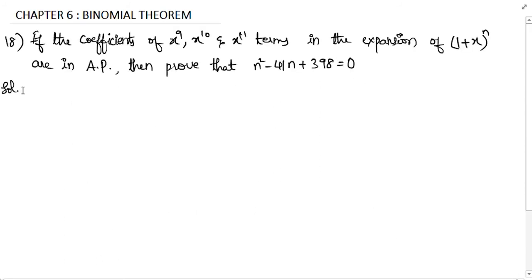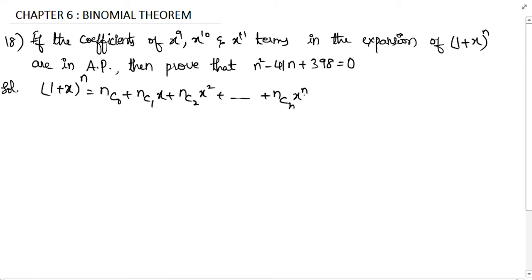Now the 18th one. The question is: if the coefficients of x^9, x^10 and x^11 terms in the expansion of (1 plus x) to the power n are in AP, then prove that n square minus 41n plus 398 is equal to 0. So (1 plus x)^n is nC0 plus nC1 x plus nC2 x square and so on up to nCn x^n, right?